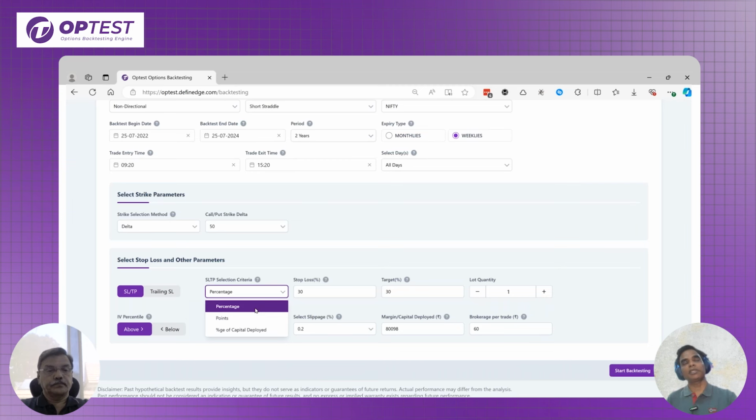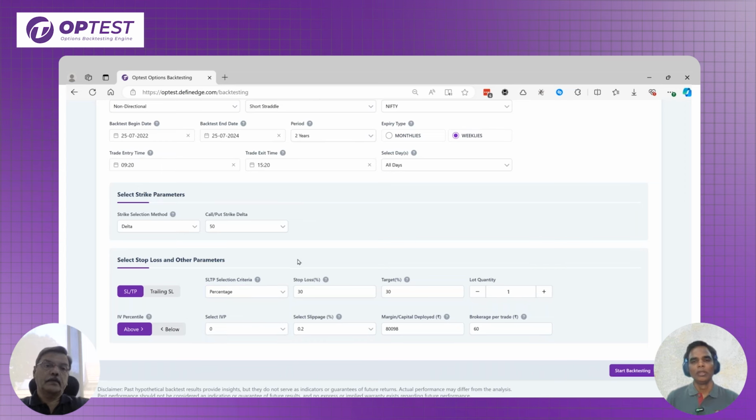Percentage here means percentage of the premium that you have. So let's say you have a 300 rupees premium. 10% of that will be 30 rupees, right? So 30% means 90 rupees. So if you enter a short straddle and your stop loss is 30%, then 90 points above 300 will be your stop loss. So 390 will be the stop loss. And the target works the same way. 30-30 is the default. You can change it however you want.